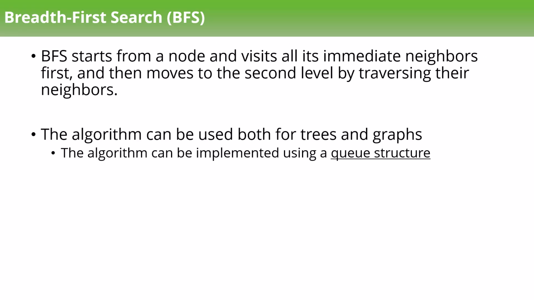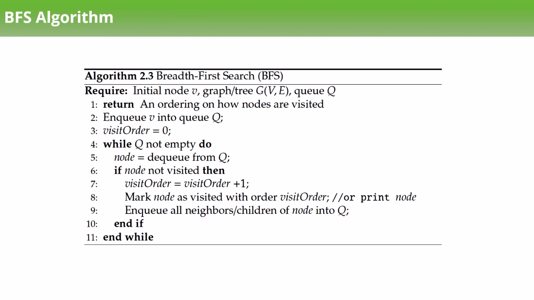So the next algorithm is BFS. BFS starts from a node and visits all its immediate neighbors first and then moves to the second level by traversing their neighbors. So BFS uses the queue data structure. So this is the algorithm of BFS.